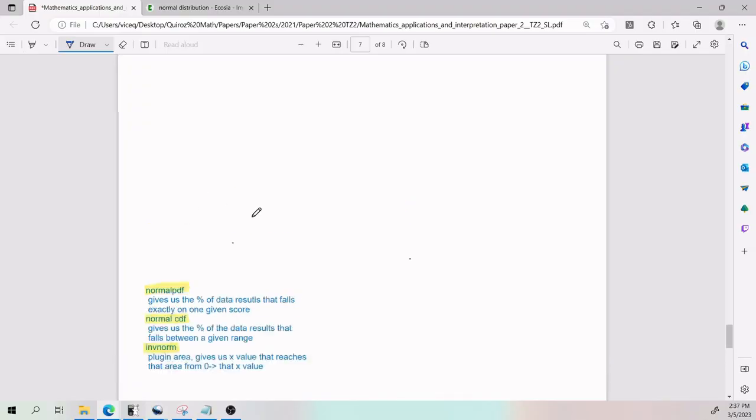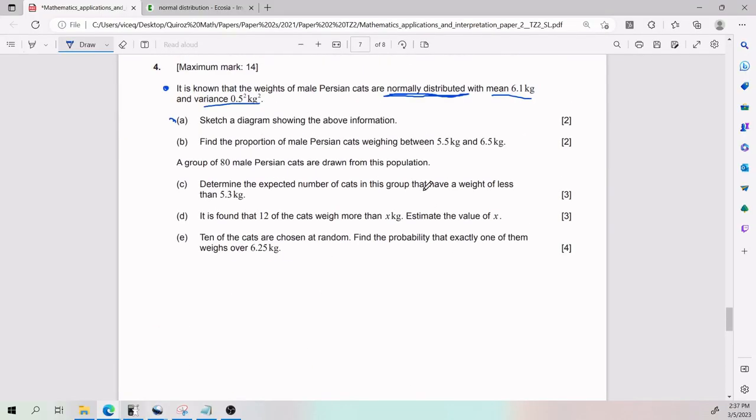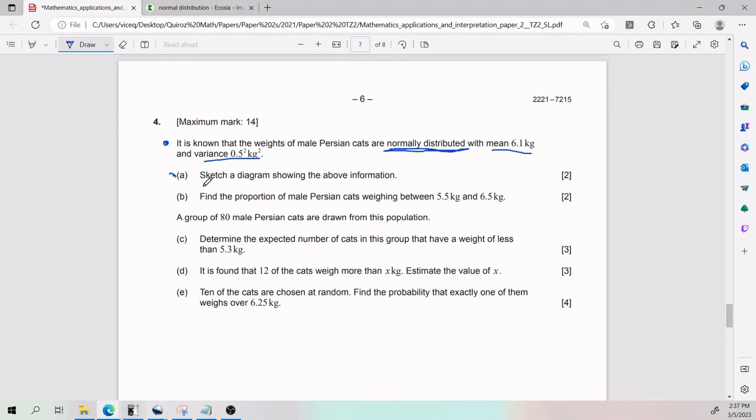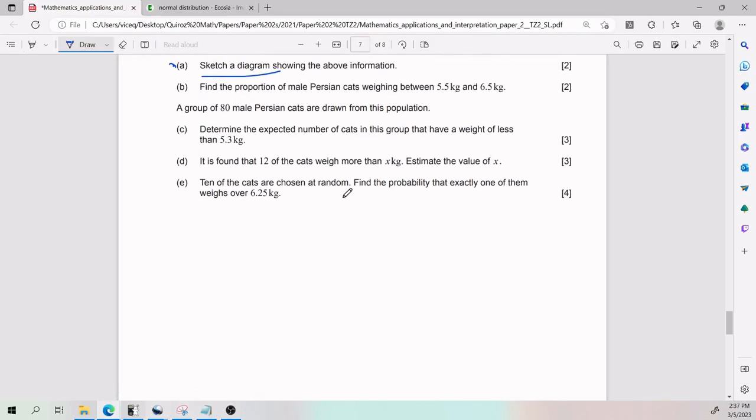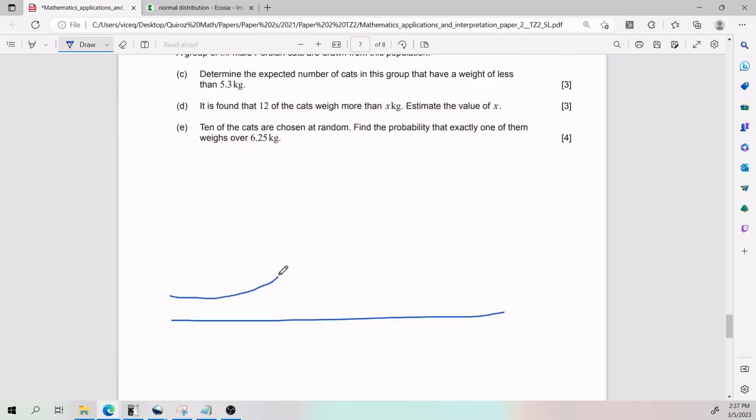Okay. A lot of the IB and a lot of my videos, you're going to notice, is not so much knowing some fancy math thing. It's just knowing the tools you have and when to use them. All right. So part A, we have to draw this. Okay. Sketch a diagram. We know it's normally distributed. A normal distribution is also called many times a bell curve. Okay. So we will literally draw a bell curve that looks like this.